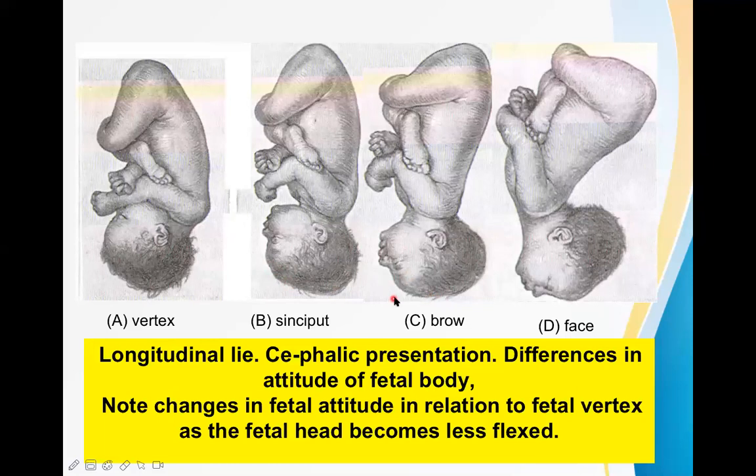This is called brow presentation. Brow is a forehead presentation. See there, the fetal head is excessively extended. That's why it is brow presentation. And this is face presentation. The extreme type of extension can even result in face presentation. So vertex presentation, sinciput presentation, brow presentation, and face presentation. All others are abnormal except vertex. Vertex is the normal one.